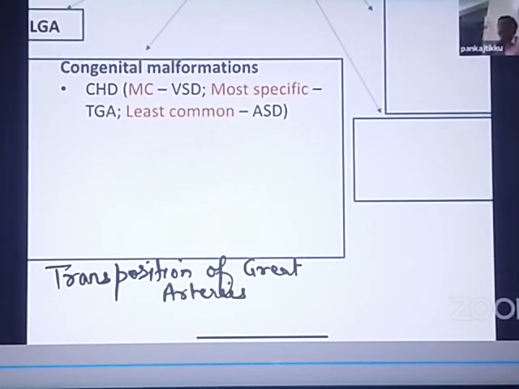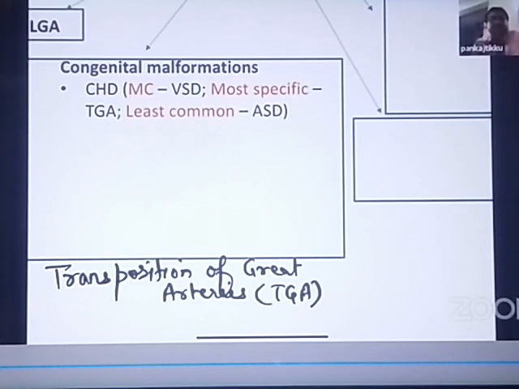So what is the full form of TGA? Transposition of great arteries. Normally, the aorta always arises from the left ventricle and the pulmonary artery arises from the right ventricle. But in some cases, the two main arteries are transposed. So now the aorta, rather than arising from the left ventricle, is arising from the right ventricle. And the pulmonary artery, rather than arising from the right ventricle, is arising from the left ventricle. So the two main arteries are transposed. This disorder is known as transposition of great arteries.